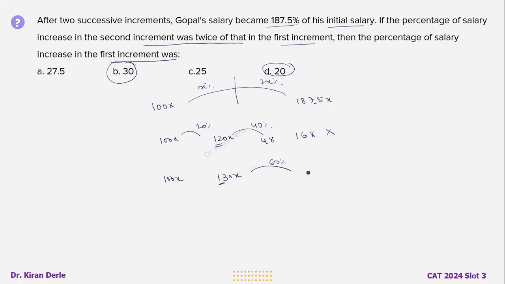Oh, it is going more than 200. More than 200. Check with this. 100x becomes 125x. Now 25%, double of it will be a 50% increment in the second year. 50% of this is 62.5. Yes, it is 187.5x. So 25% is the right choice. I hope you understood how we can go and do these questions quickly.